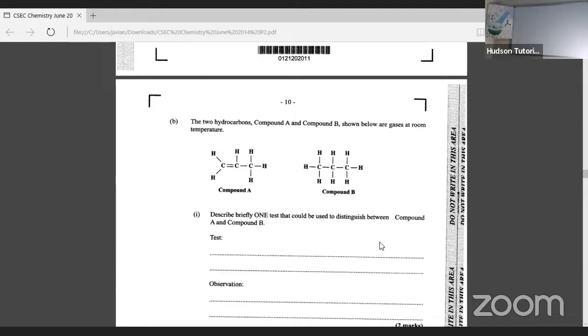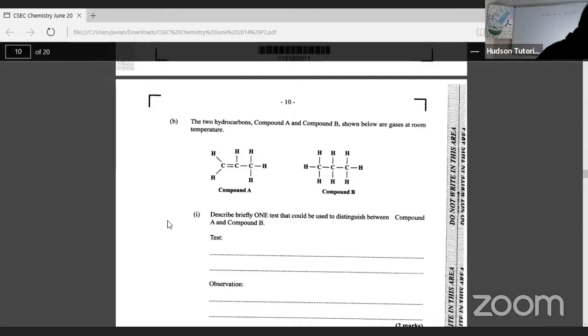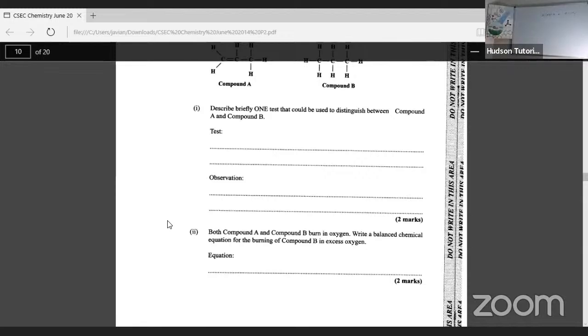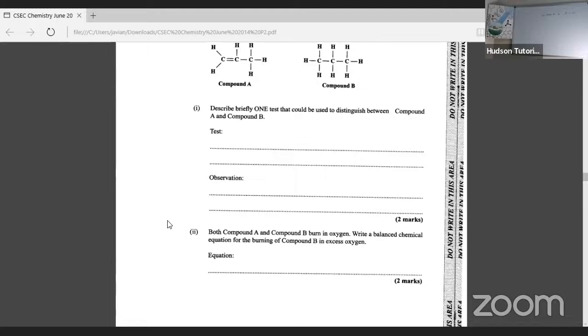Let's look at them. In compound A, let's just understand the fundamentals. You realize that it has a double bond here, which suggests that it's an alkene. If you don't know organic chemistry, you know that alkenes have a double bond; the functional group is C double bond C. And compound B, as you can see, is an alkane. It says to describe briefly one test that can be used to distinguish between compound A and compound B. How can you distinguish them?